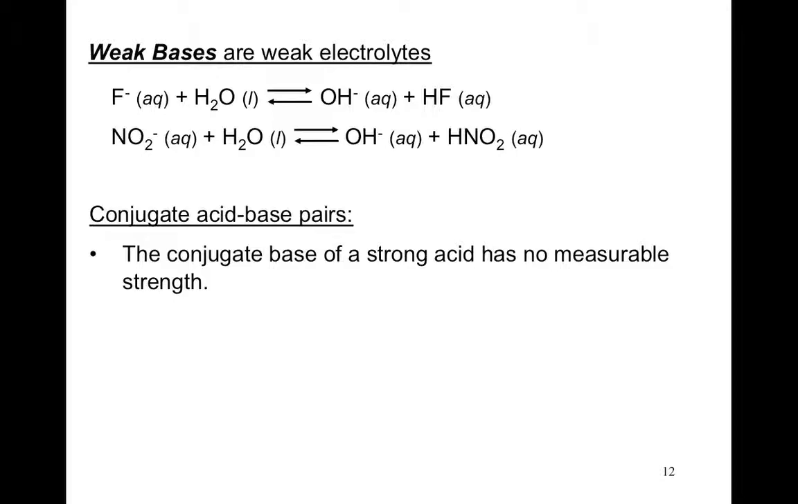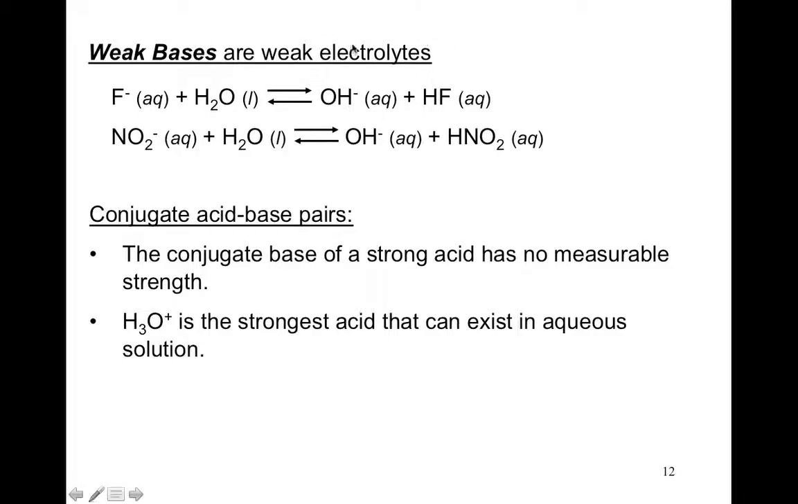The conjugate base of a strong acid has really no measurable strength, because if it were to accept the hydrogen as the conjugate base, it would go back to being a strong acid. And a strong acid is defined by its ability to release that hydrogen. So it really wouldn't be very strong as a base.